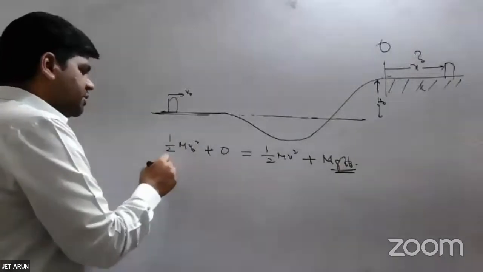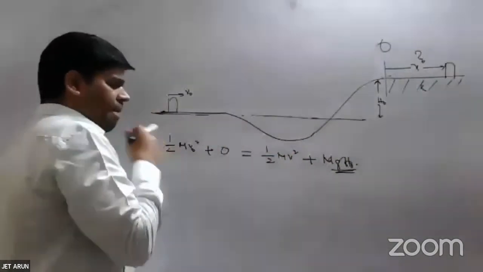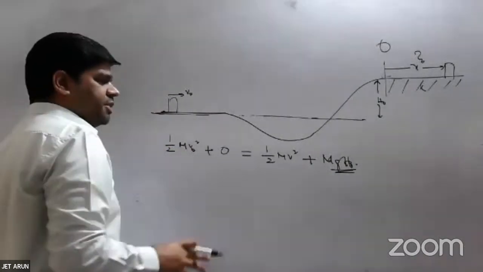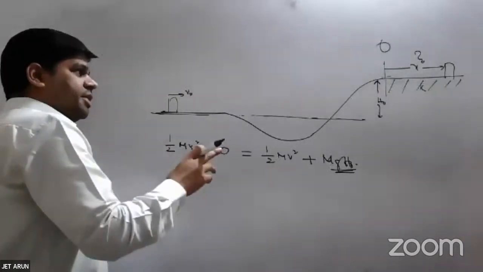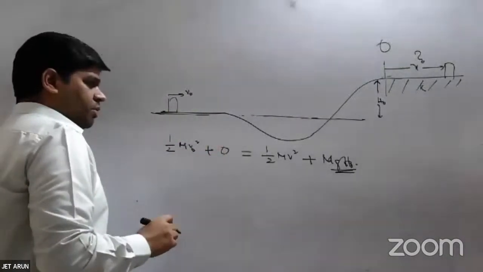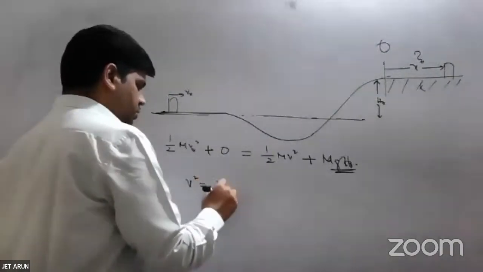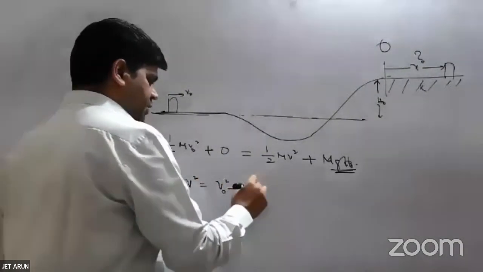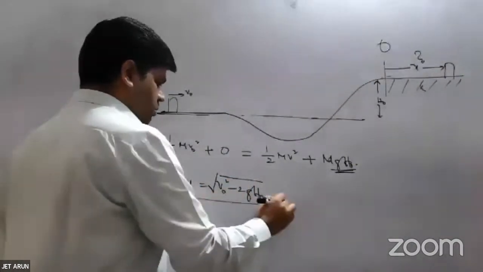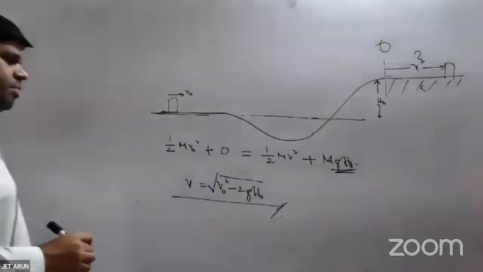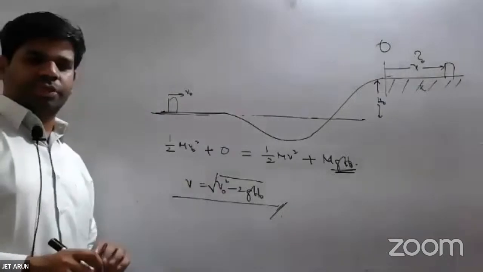So initial total energy, kinetic energy plus potential energy, is equal to final kinetic energy plus final potential energy. All right, I'll get the velocity at point O. M gets cancelled out. I'll get v is equal to root of v naught square minus 2gh naught. If at all speed is asked over there, but speed is not asked.